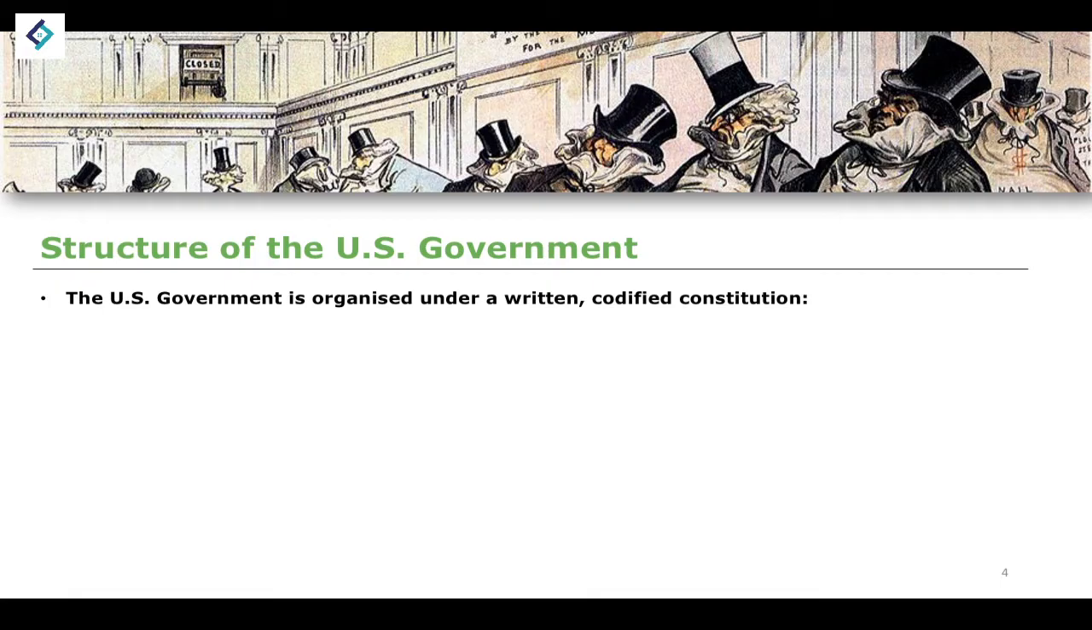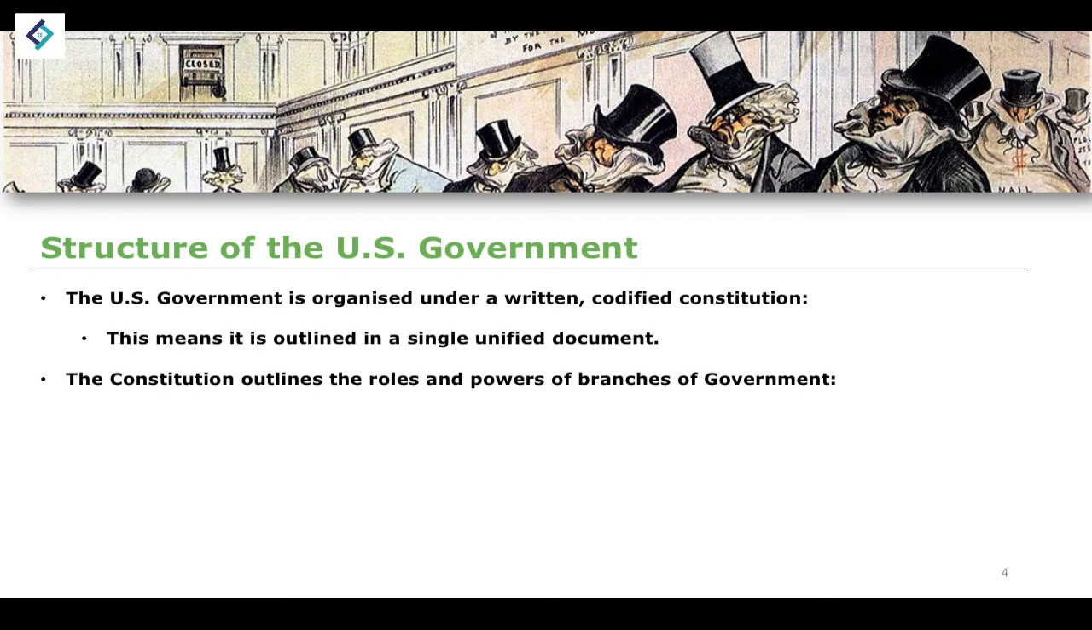The Constitution of the US is a single written document that you can hold in your hand, or you can find online as a PDF document, and it has all the articles, all of the amendments, etc. It is a single outline document. Now, what this document does, in the first 3 articles of the Constitution, is outline the roles and powers of what are known as branches of government.